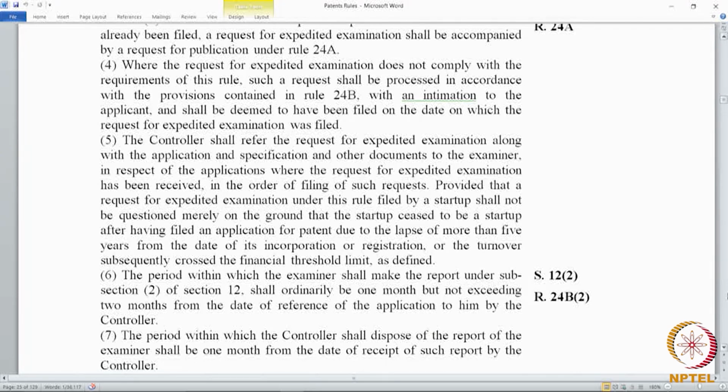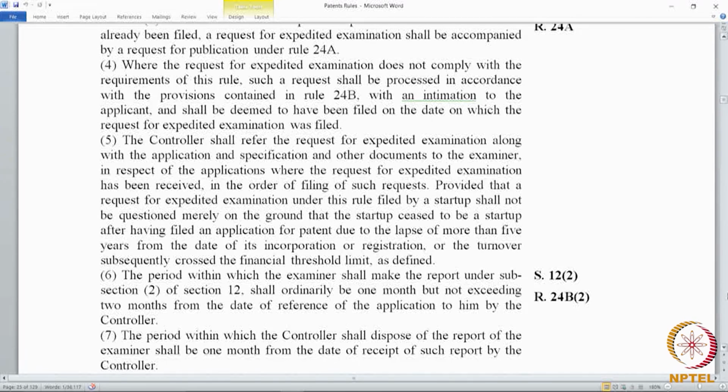Now, if you file Form 18A and request an expedited examination, but the controller feels that you have not complied with the requirements of the rule, for instance, you are not a startup or you have not filed an international application, then it will be very hard for the controller to accord the status of a startup for your application. In such cases, the request shall proceed in accordance with Rule 24B.